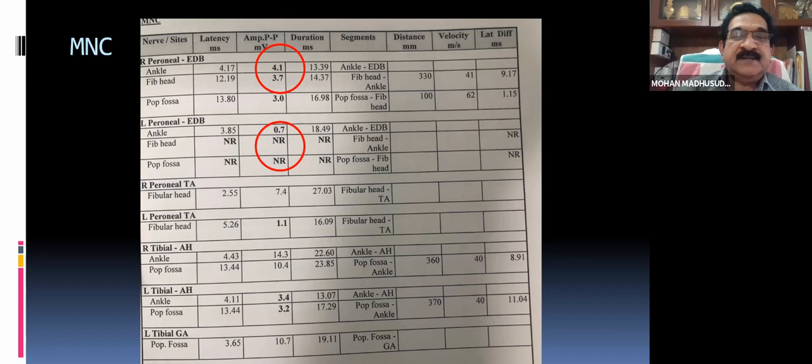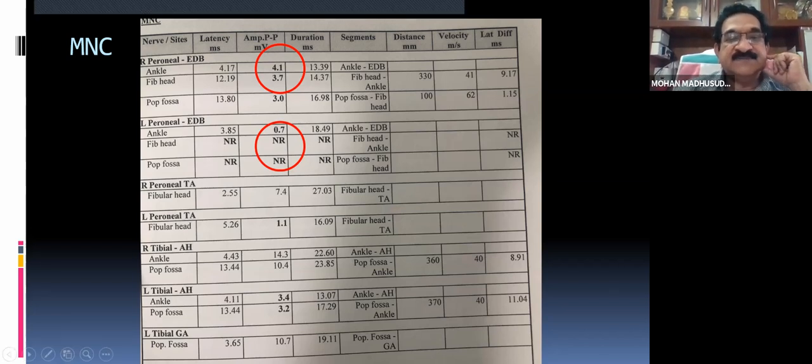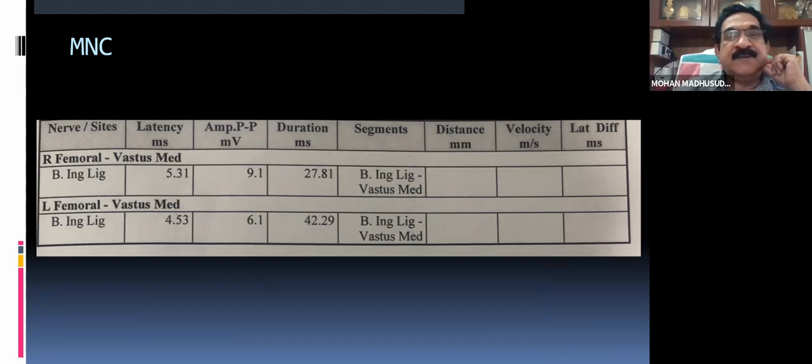Right peroneal, left peroneal, TA pickup is also very low. On the right side, tibial is normal. Left tibial is affected partially. See the amplitude, it is 3.4 on the left side. The left side tibial is affected, common peroneal is more affected. And the femoral is normal.